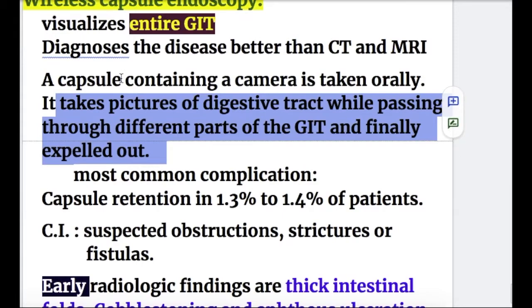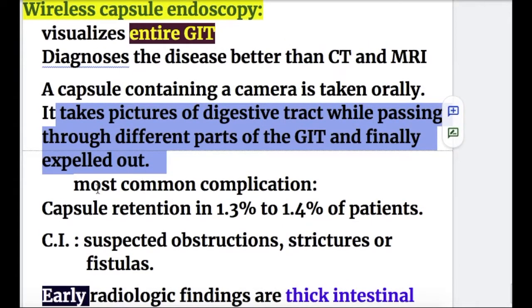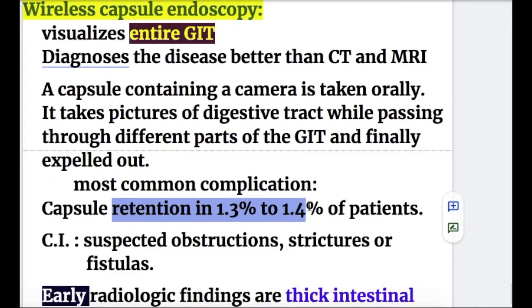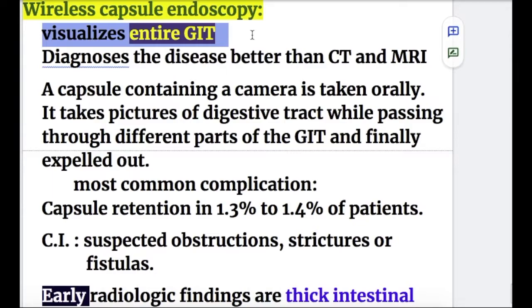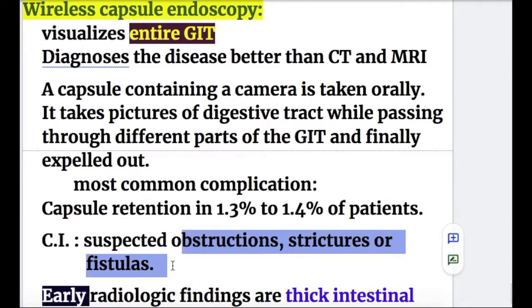So what are the complications of this capsule endoscopy? The most common complication is capsule retention in about 1.4% of patients. And what's the contraindication of capsule endoscopy? Suspected obstruction, stricture, or fistula. So capsule endoscopy is done with a camera in a capsule, and it visualizes the entire GIT from the esophagus to the anus. Finally, it's expelled out and may be retained in few cases. And the contraindication to capsule endoscopy is obstruction, stricture, or fistula.